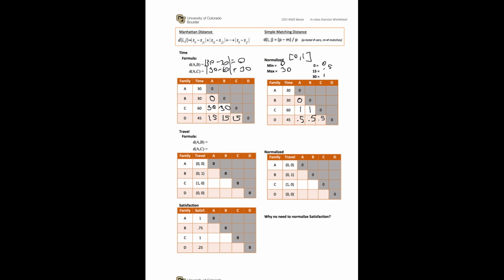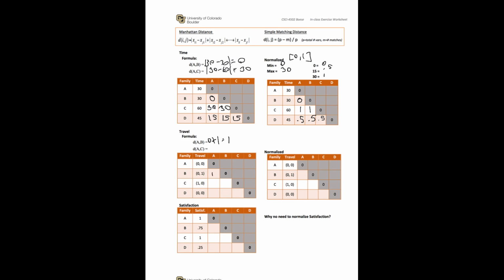Okay, so then for travel, for this one, we're going to use the formula for the Hamming distance, the Manhattan distance. And in this example, we have for D, the distance of A to B, so family A to family B. We're looking for those differences. So we have the 0 and the 0, and then we have the 0 and the 1. So we're going to end up adding 0 plus 1 to give us the Hamming distance between these two families, and that gives us a 1. So we can put a 1 in here.